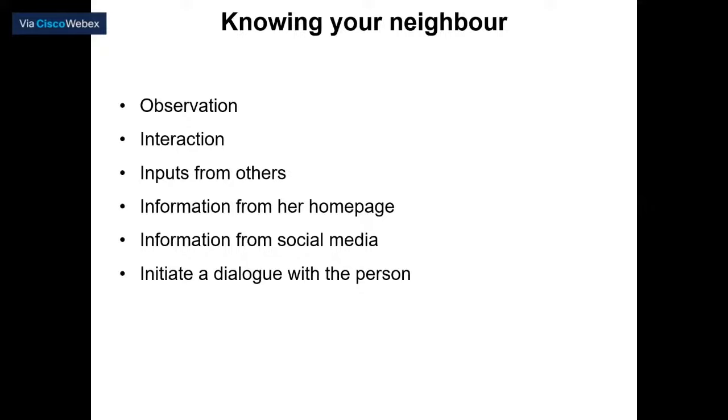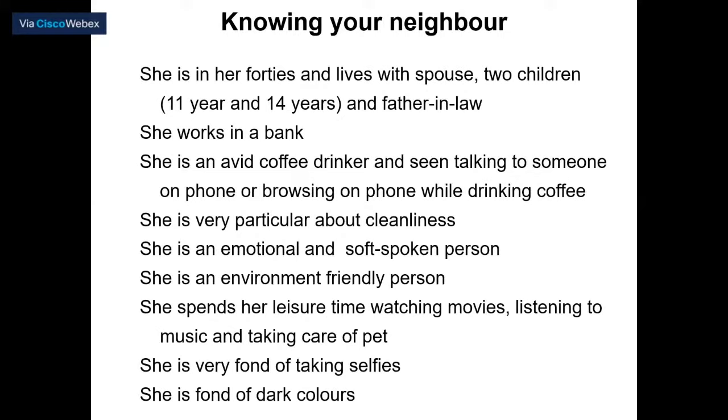Now, when we asked somebody to follow these methods, collect all the information about this person and document it, one of the participants came up with this information about the neighbor for whom you are trying to decide a birthday gift. First, she is in her 40s and lives with her spouse, two children, 11 and 14 years old, and her father-in-law. That is the first information they could gather. She works in a bank, and she is an avid coffee drinker, seen drinking coffee while browsing and talking to others. This was also found through observations and from others.